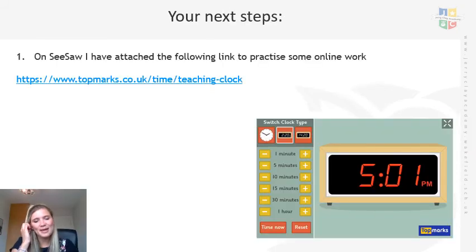Okay, so your next step is I've attached a link on Seesaw for you to have a go at the online resource. Now again, on this online resource you can access digital and you can access analog clock. What I would suggest is just at the minute to ignore the AM and PM and the 24-hour clock. We will be looking into that. I just want you to understand how we would read a digital clock. So for example, this on here will be 1 minute past 5. So I want you to practice so that you can understand how to tell a digital clock.